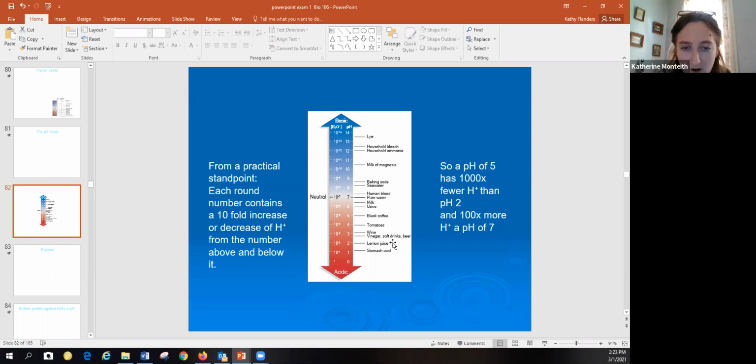And then pH 4 has how many less than 1? This would be 10, 100, 1,000. So we're basically adding a 0. Yeah, that's a good way to put it.